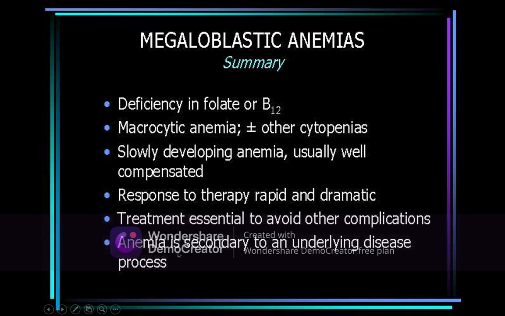Then, anemia is secondary to an underlying disease process. It may be another cause of the anemia. If you are treating this and the anemia is not cured, then another comorbid condition is causing the problem, so you have to evaluate this patient again for another cause of the anemia. Hypothyroidism, for example: you are replacing B12 and folate, but the patient is hypothyroid. It is macrocytic anemia, not megaloblastic, but macrocytic anemia.